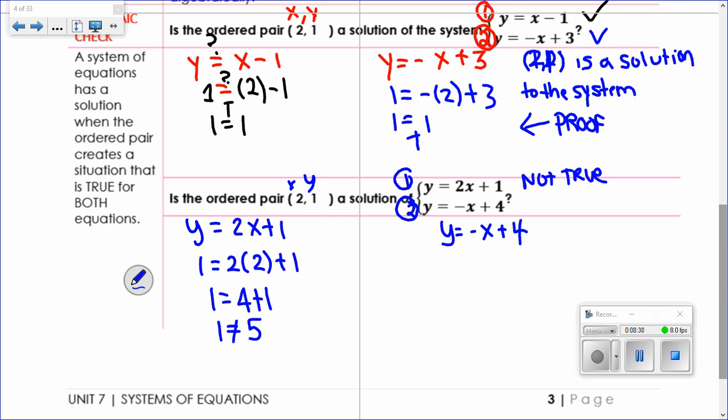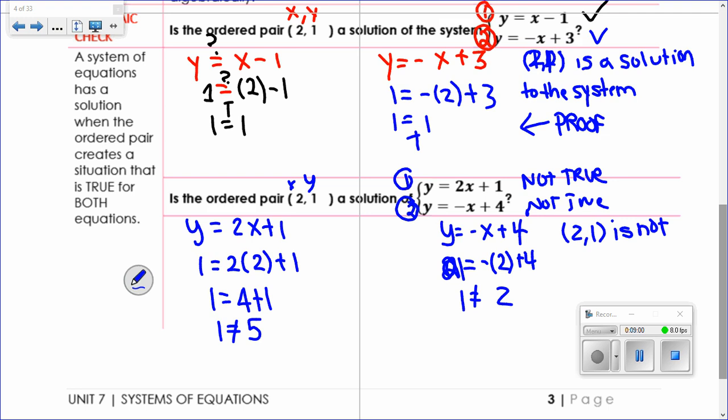Check the second one just in case. Does 1 equal negative 2 plus 4? 1 does not equal 2, so this is not true as well. So we were right. The ordered pair 2, 1 is not a solution.